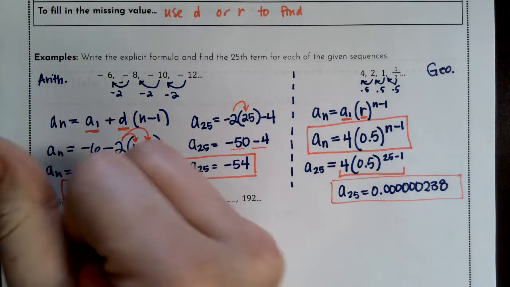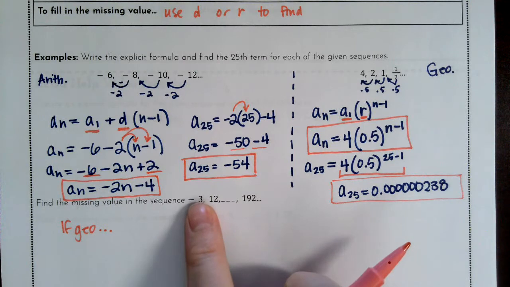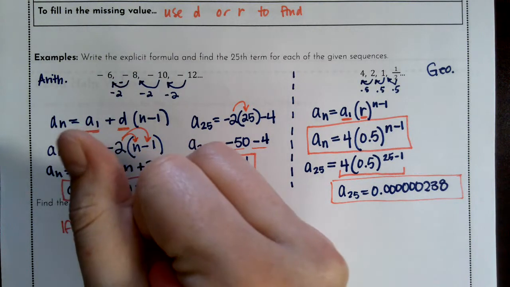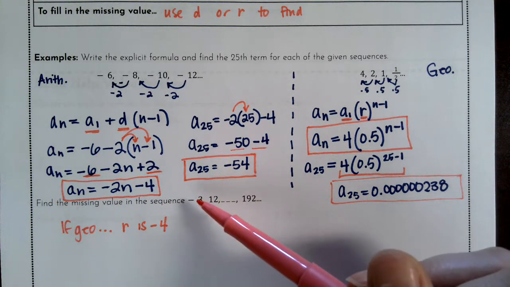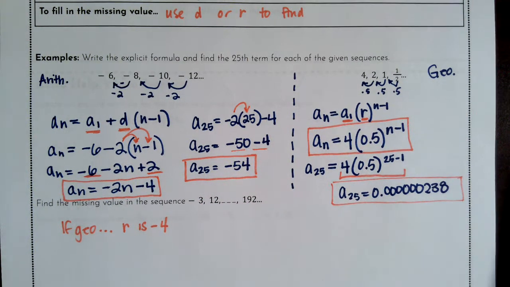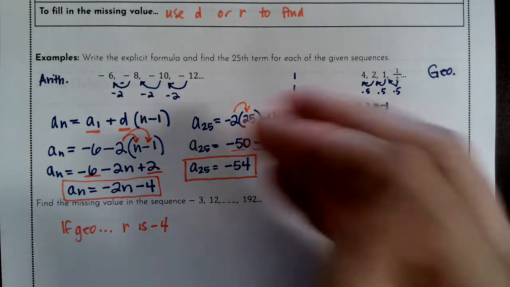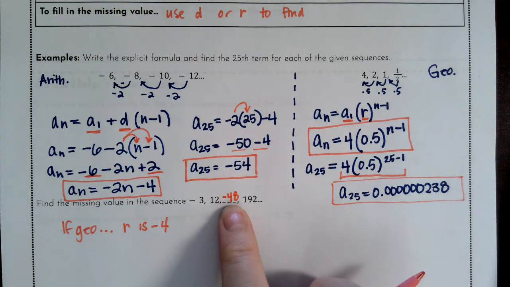So if it's geometric, then to get from here to here, -3 times what gives me 12? Well, then r is -4. You can also do 12 divided by -3, which is what we've been doing. Well, if r is -4, then 12 times -4 gives me -48. So let's imagine that that's my answer, -48.